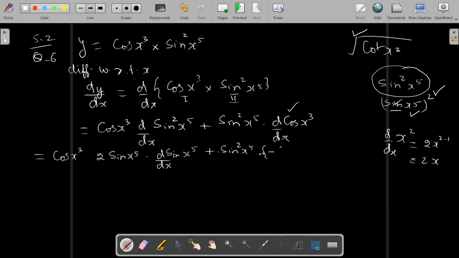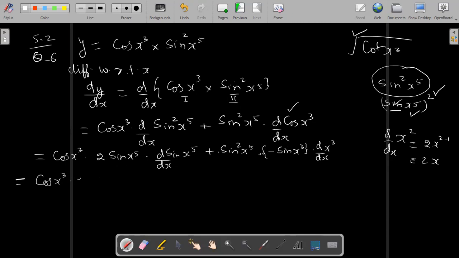So differential of cos x is sine x. So sine x cube. Then the inside function is what? x cube. Differential of x cube, dy/dx of x cube. It has only two functions, so it will be differentiated 2 times. Here you have 3 functions: square, then sine, then x raised to power 5. So it will be differentiated 3 times.